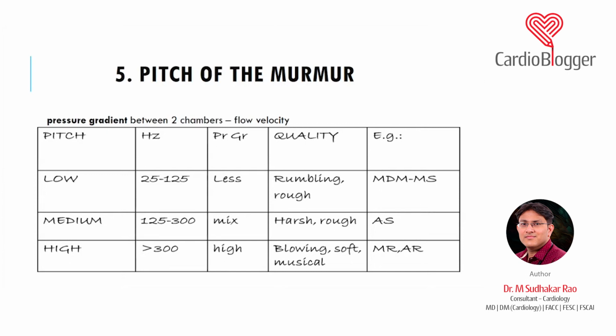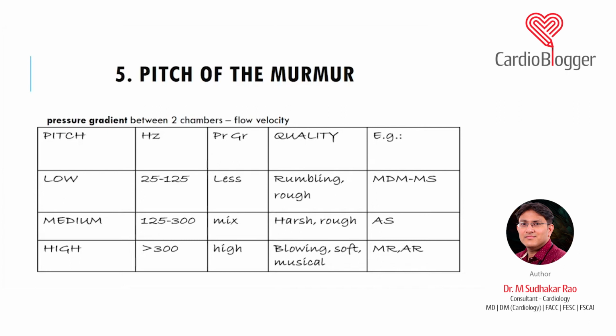When do you call it low pitch? It is less than 125 hertz. It's all theoretical, but you should know less than 125 hertz is low pitched, and the pressure gradient is less. So that is why it is a rough and rumbling murmur. As compared to that, let's go to the high pitched. In all the regurgitations like MR, AR, the gradient is very high. You get a high pitched murmur, and it is more than 300 hertz. All the high pitched murmurs are blowing murmurs, like an MR murmur which is soft and blowing, an AR murmur which is soft and blowing, and sometimes it can be even musical murmurs. Where do you get medium pitch?